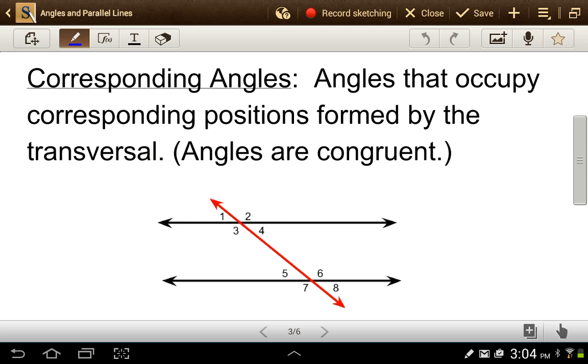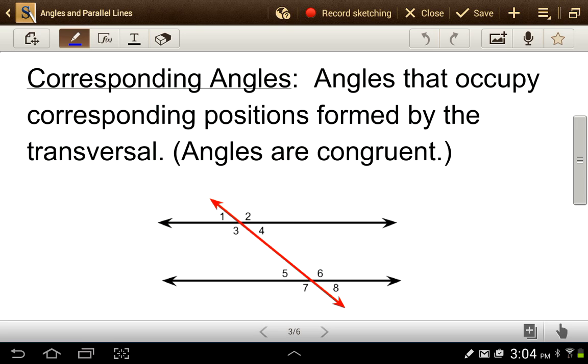Our next definition is corresponding angles. So now you can see I've numbered the angles formed by our transversal, which is still the red line, so that we can see how they relate to each other. The first thing I want to talk about is corresponding angles. Corresponding angles are angles that occupy corresponding positions formed by the transversal. What does that mean? What does corresponding mean?